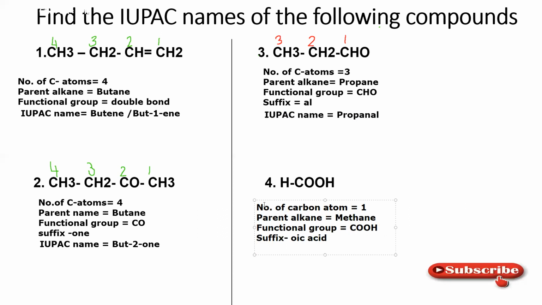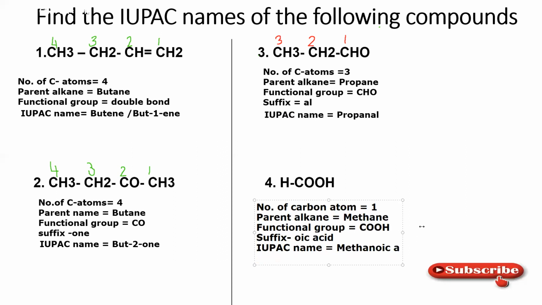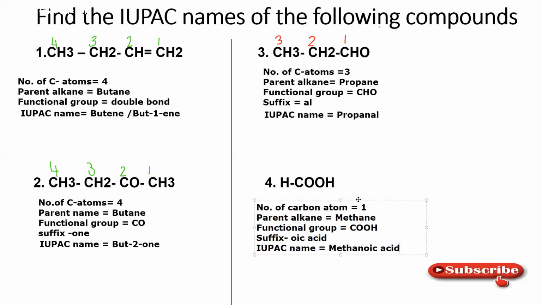Now only one carbon is there, so no need to mention the number. We can directly write the IUPAC name. The IUPAC name will be methanoic acid. Is that clear? Those who want to take the screenshot, you can take the screenshot.